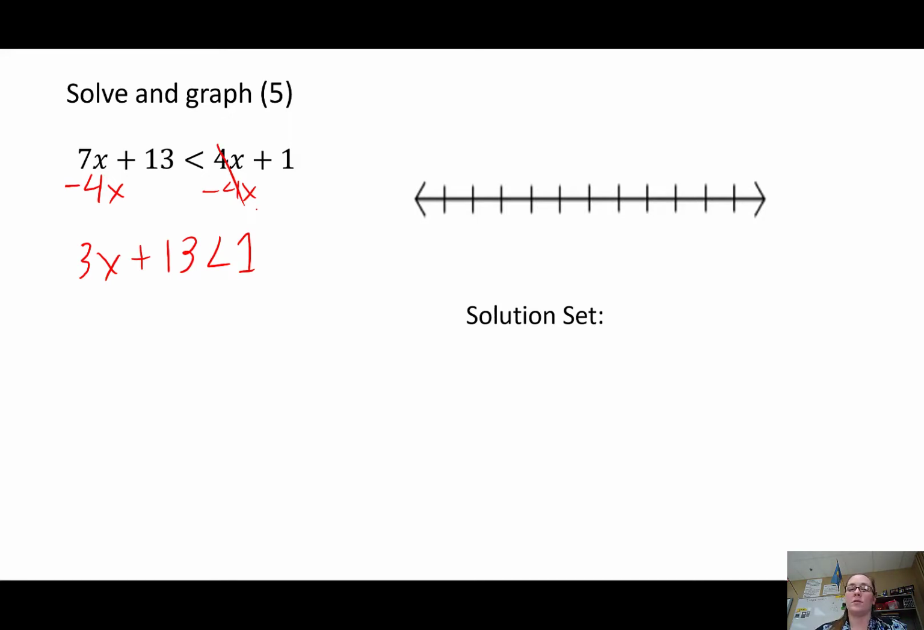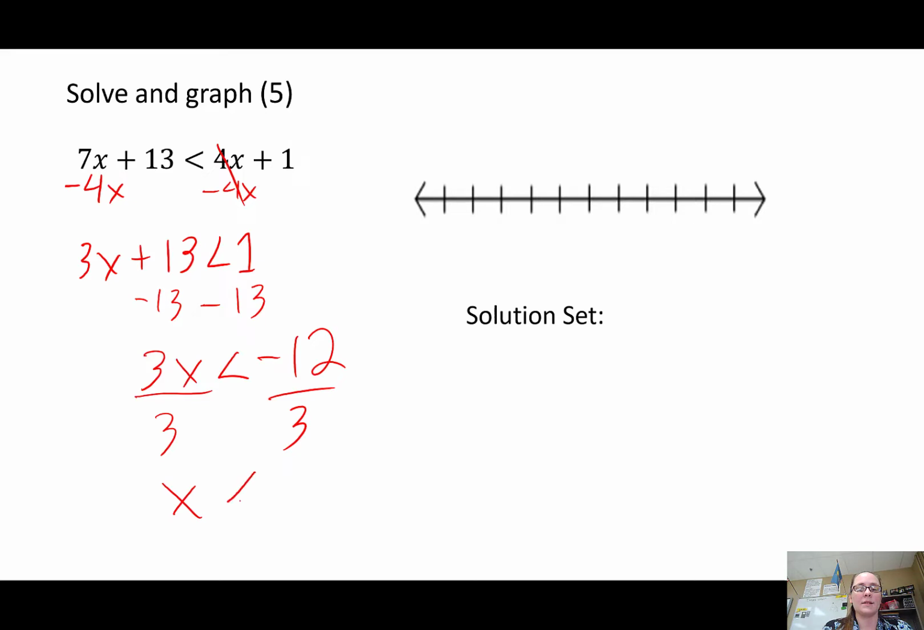Then it's just a two-step inequality. Minus 13 on both sides. I get 3x is less than negative 12. Divide both sides by 3, and I get x is less than negative 4. So on my number line, I've got negative 4. I've got an open circle shading to the left.